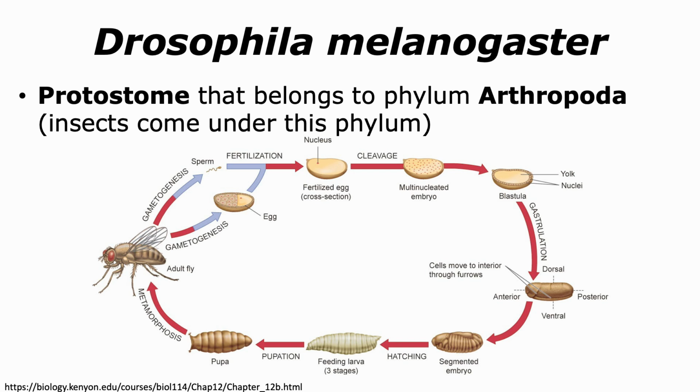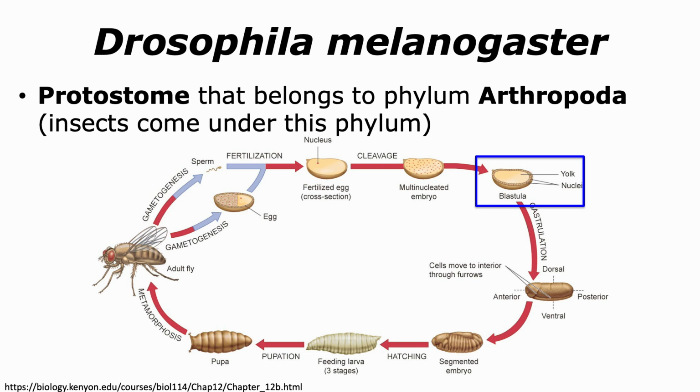In the case of Drosophila, the egg and the sperm fuse to form a zygote, and that zygote then undergoes the process of cleavage to form a multinucleated embryo. The cleavage is superficial cleavage, and hence it is a type of meroblastic cleavage. Once the multinucleated embryo is formed, a process of cellularization occurs to form the blastula.